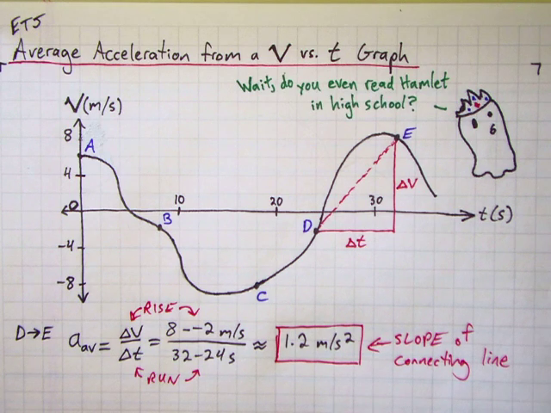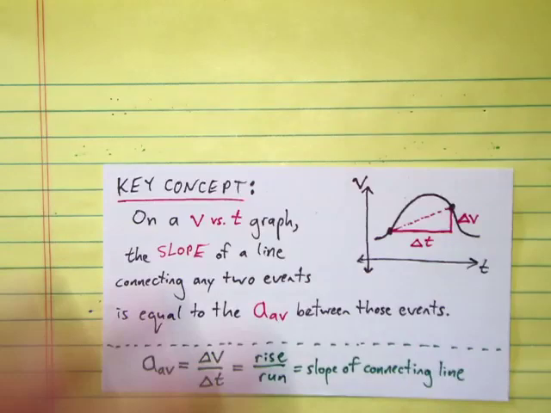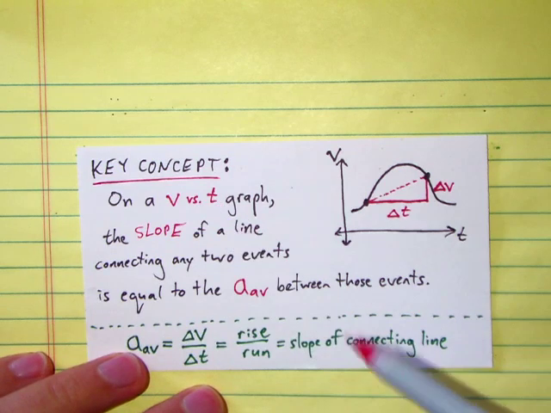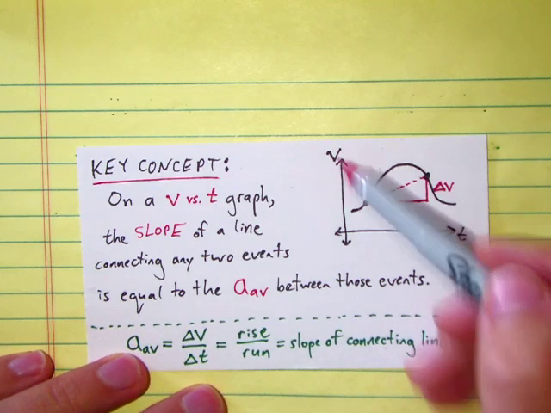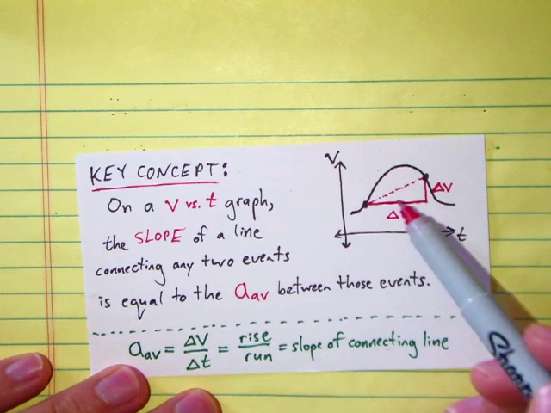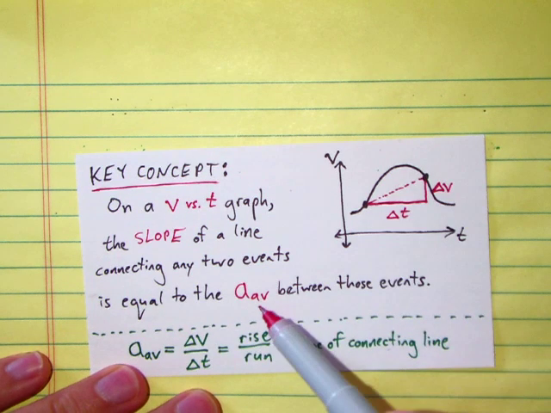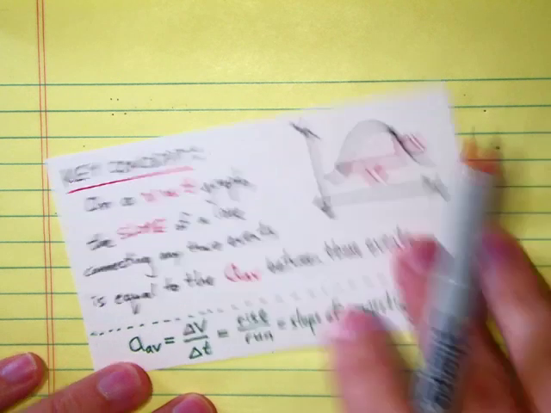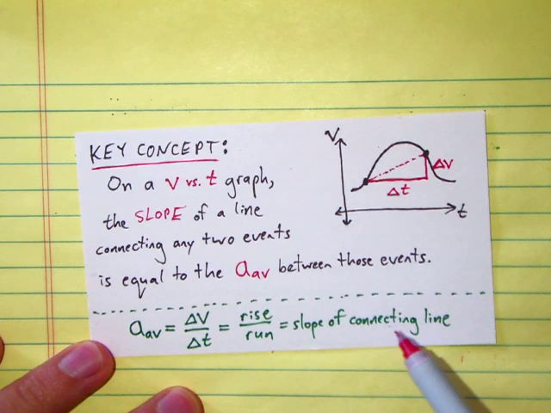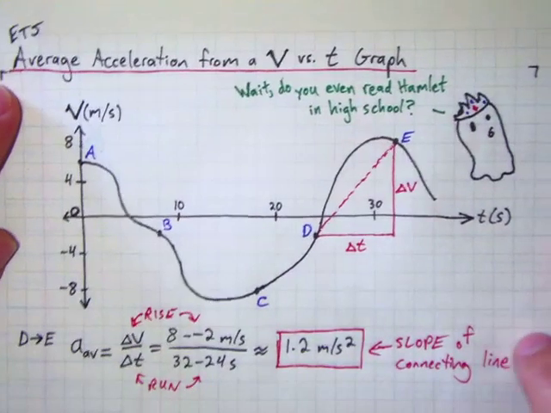And there's our key concept. On a velocity versus time graph, before we were looking at position versus time graphs, now we've got a velocity versus time graph. The slope of a line connecting any two events is equal to the average acceleration between those events. In other words, the average acceleration, delta V over delta T, the rise over run, is the slope of the connecting line. Look at a couple more examples on this graph.